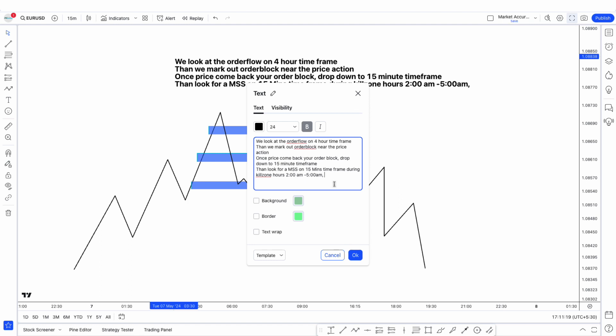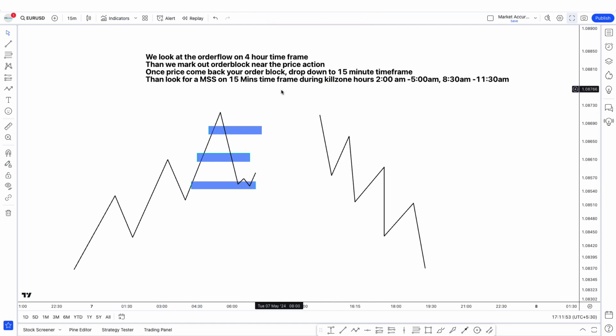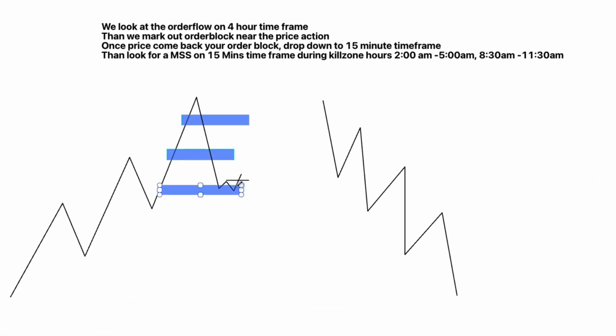That is your London session. Then you have the New York session. It starts at 7 o'clock, but we are going to only trade after 8:30. You look for a market structure shift after 8:30 till 11:30 a.m., New York time. The market structure shift must happen during kill zone hours, and your entry also must be during the kill zone hours as well.